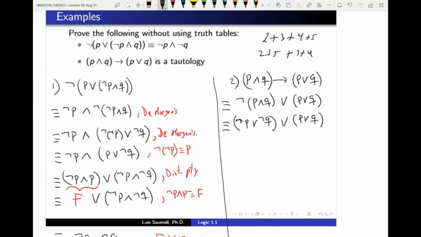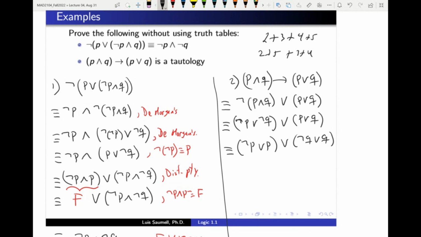So basically, I want to put the P's together and the Q's together. I can do that by using commutativity and associativity. So we can write this as not P or P, or not Q or Q. We can do that because everything is or. If there was an and in here mixed with or, we could not play this game. But we can do it.